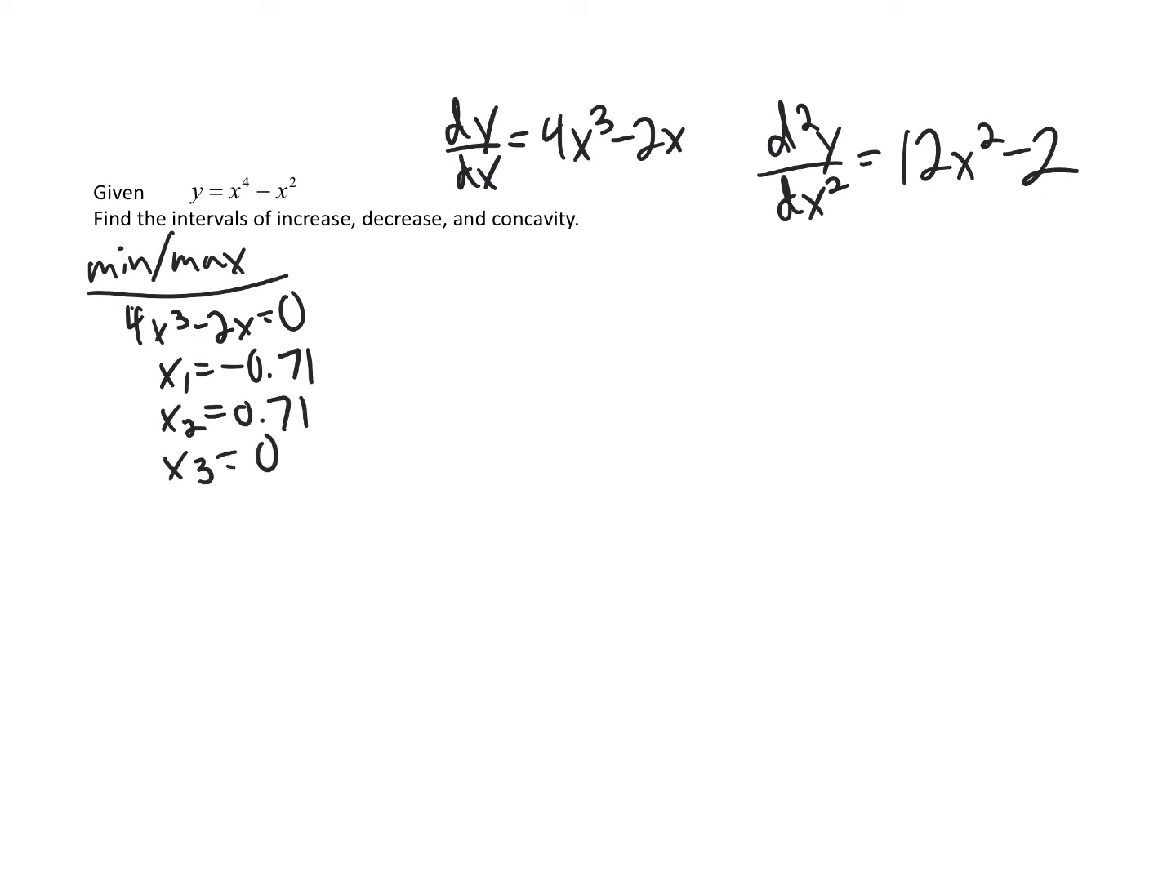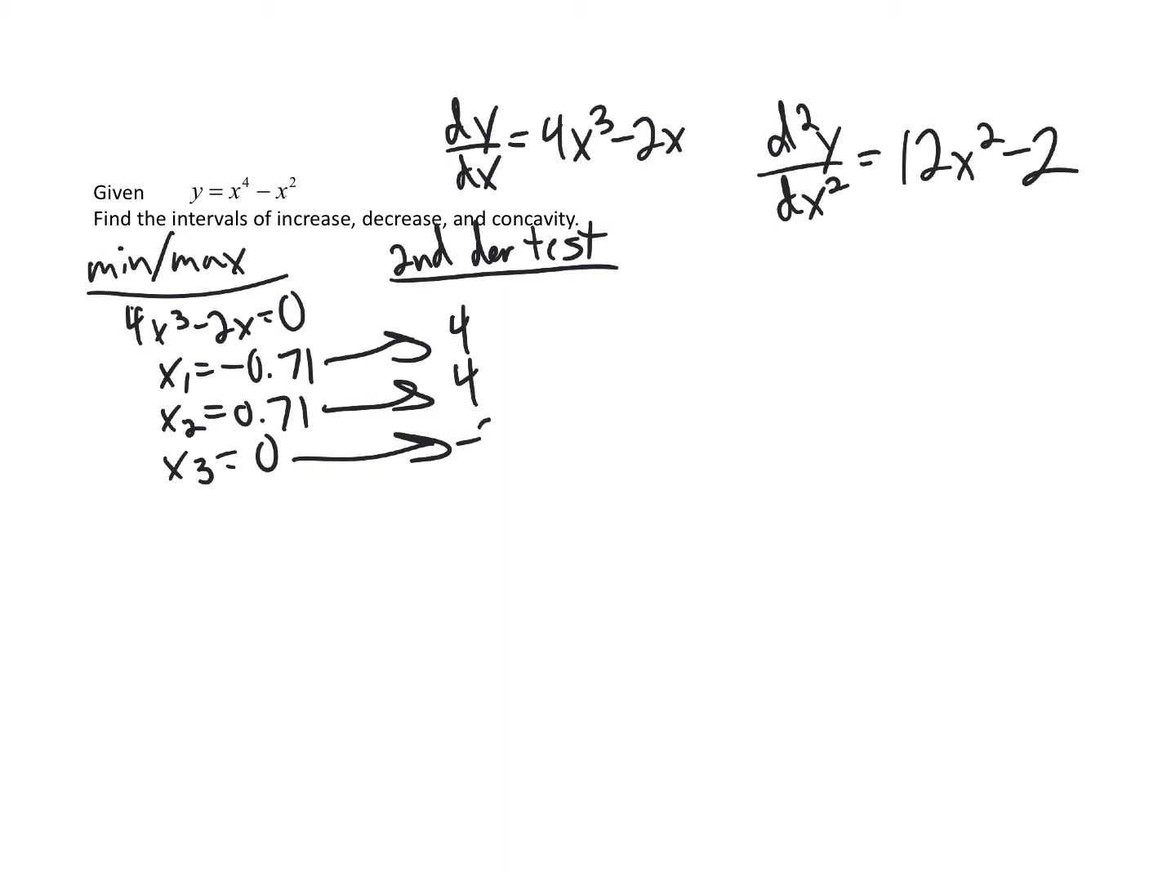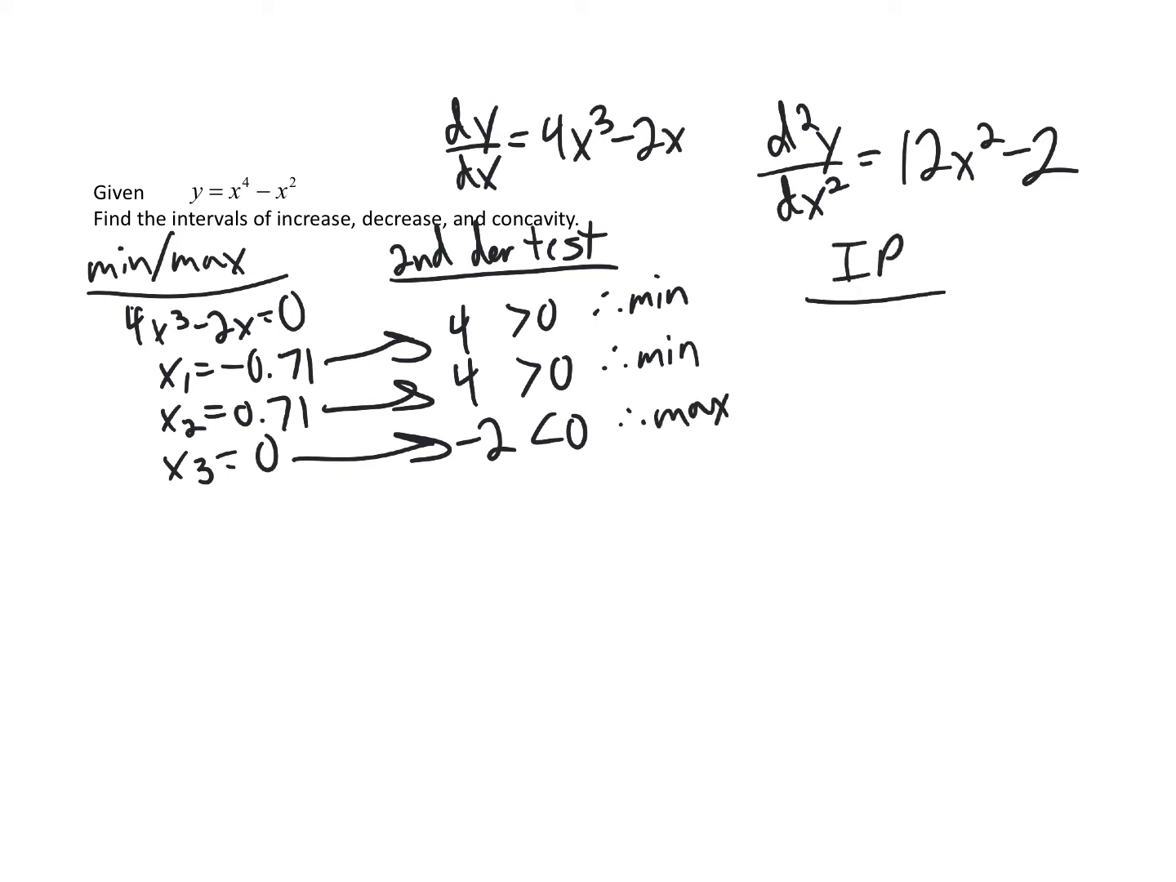You can use the second derivative test on them. Again, I'm just putting each of these x values into the second derivative. The first one gives me approximately 4, the second one gives me approximately 4, and the last one gives me negative 2. So again, greater than 0 for each of these, less than 0, which means we have mins and a max. Our inflection points, again, are the second derivative set to 0, which gives us x1 is 0.41, x2 is negative 0.41.